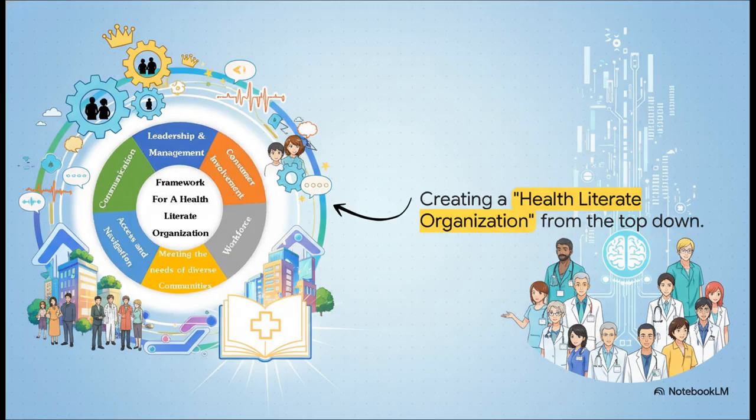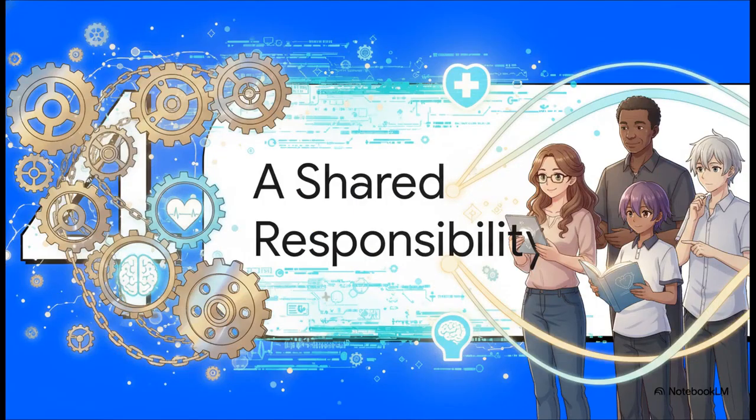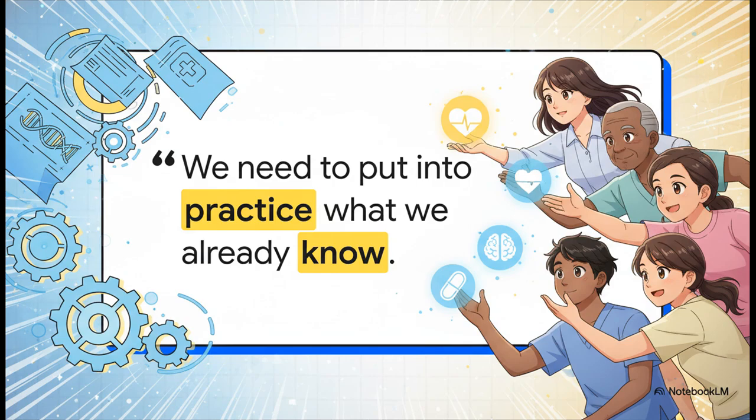So the crucial point here is that this has to be a system-wide effort. It's about building what's called a health literate organization, where everyone, from leadership right down to the frontline workforce, is on the same page working to make health information accessible for everyone. And all of this brings us to the single most important takeaway from this entire framework. Professor Nutbeam's call to action is so simple and so powerful. The models are there, the evidence exists, the challenge now is just to do it.